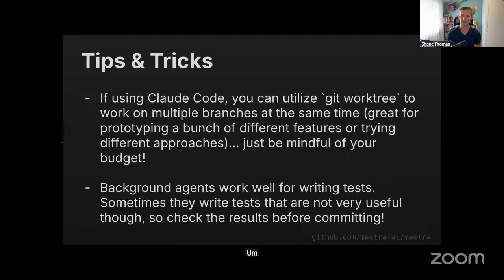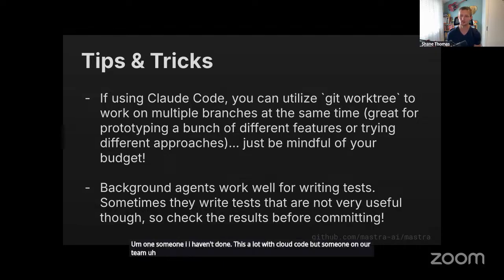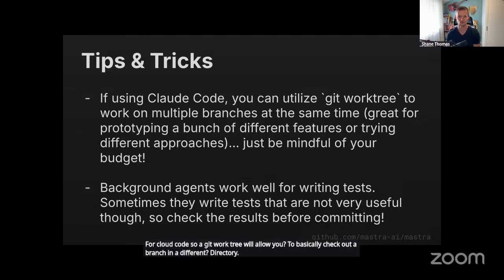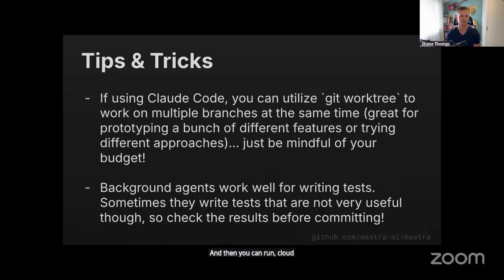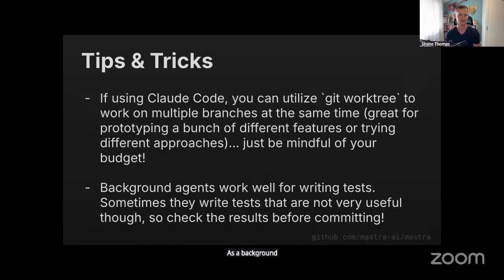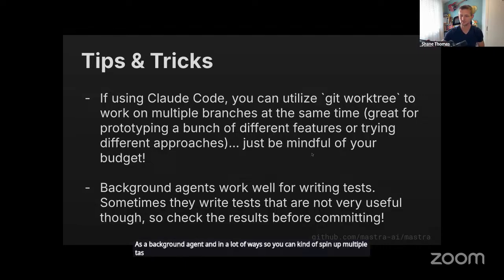I haven't done this a lot with Claude Code, but someone on our team has been really talking about using Git work trees for Claude Code. A Git work tree will allow you to basically check out a branch in a different directory, and then you can run Claude on different tasks in different branches, and you can PR from there. So you can use Claude Code as a background agent in a lot of ways, and spin up multiple tasks at once.